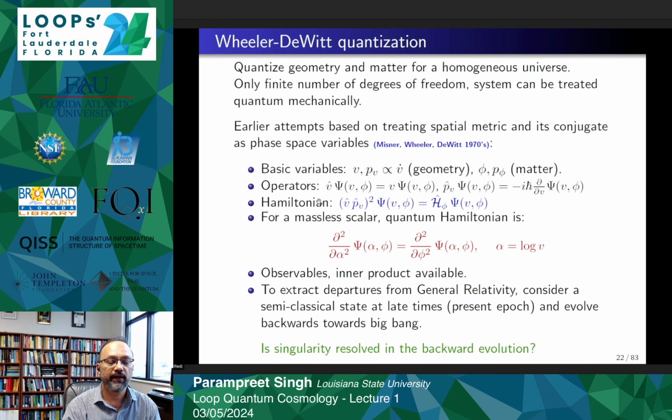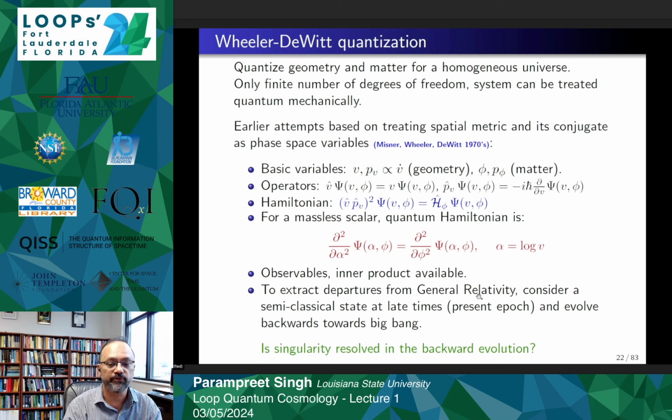The Hamiltonian, again, I'm not worrying about the factor ordering here. So it will be something like this, the gravitational part acting on psi and the matter part acting on psi. And for this massless scalar model, the Hamiltonian constraint is very simple. It looks like del square by del alpha square psi equal to del square by del phi square acting on psi, where alpha is log of v. You can write down Dirac observables. You can write down the inner product. It's a very beautiful, simple theory.